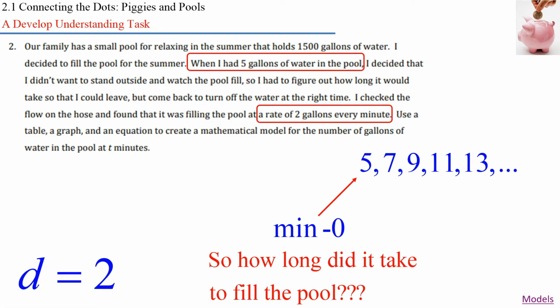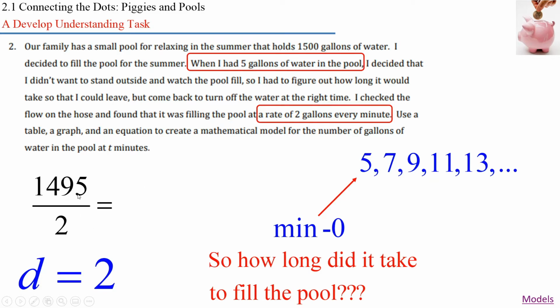Okay, so let's figure out how long that's going to take. Let's just set up a little fraction here for division. All right, now I had 1,500 gallons, or that's what my pool holds. But I've already put 5 gallons in the pool. That means we have 1,495 gallons to go. And I get 2 gallons every minute. So if I divide that by 2, I'm going to know how many minutes this is going to take.